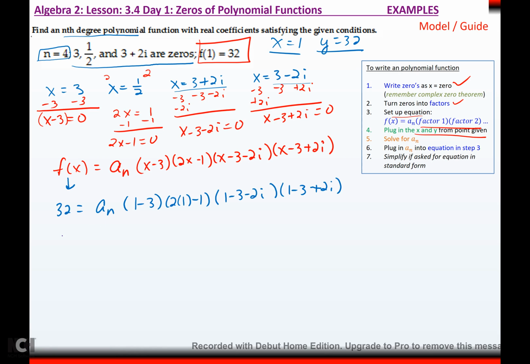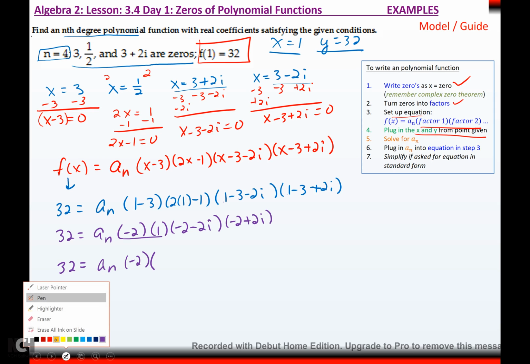So inside parentheses, I get negative 2. 2 minus 1 is 1. 1 minus 3 is negative 2 minus 2i. 1 minus 3 is negative 2 plus 2i. If I start multiplying these together, I get a sub n times negative 2 times, I'm going to go ahead and multiply these two together. I'm going to multiply these two together.